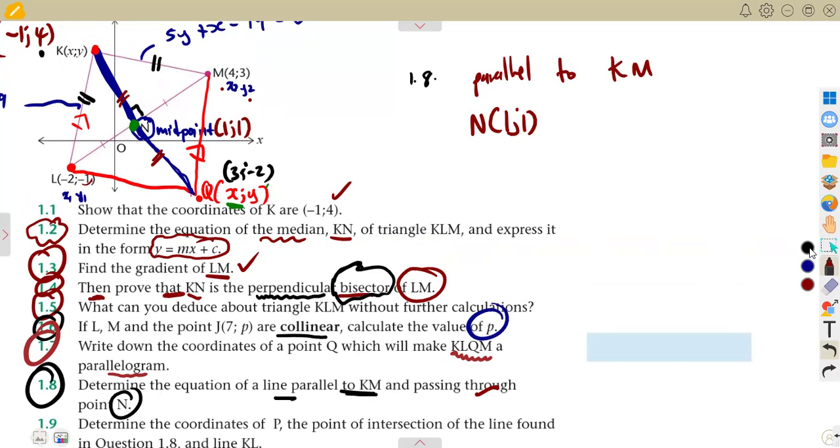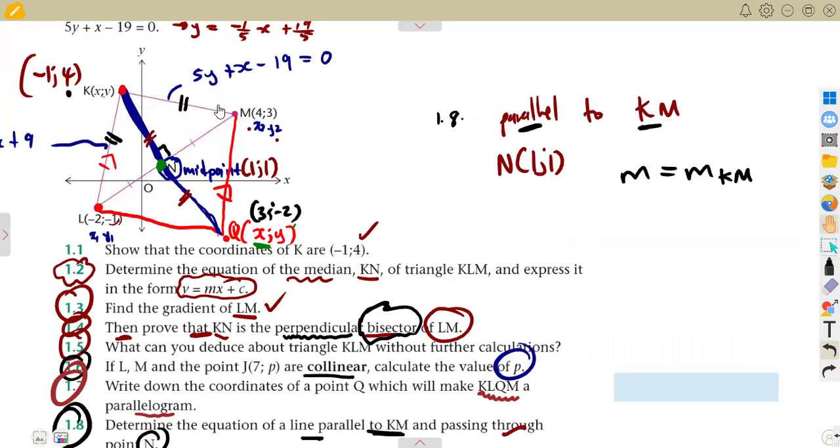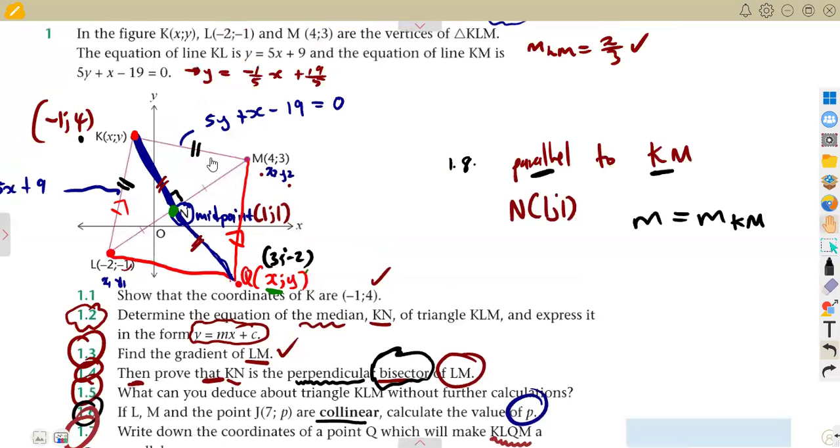So what is it that you're going to take? We need the equation, yes, but what are we going to take from the concept that the lines are parallel? Why are we given that concept? It is because they know that you are supposed to take the concept that the gradient should be the same. The gradient of the line that you want must be equal to the gradient of KM. And do we have the gradient of KM? We never calculated its gradient, but we can determine it.